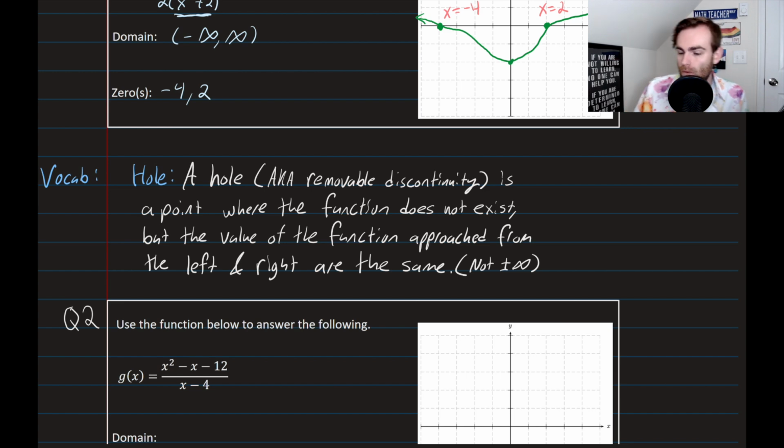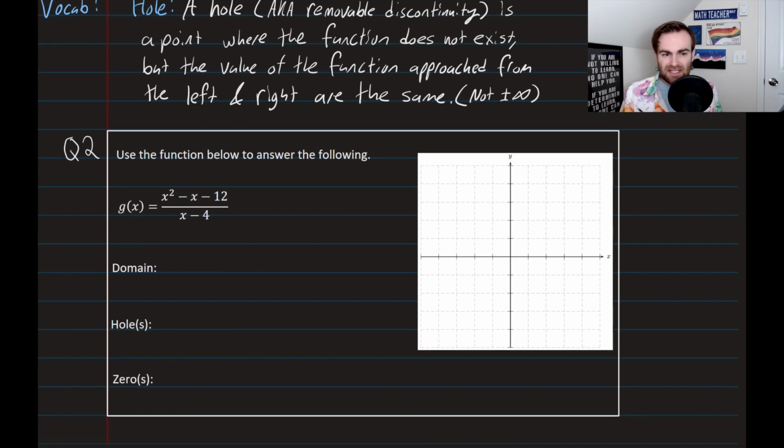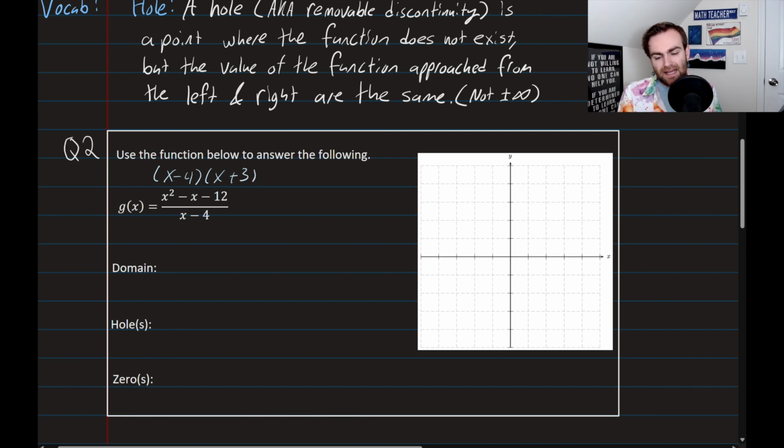There's a technical definition there. Let's look at this function and see what's going on here. I notice right off the bat that the numerator is factorable. If I factor it, I get x minus 4 times x plus 3. I notice I get this x minus 4 in both, and that would cancel. So I could cancel that out and cancel that out. That leaves me with x plus 3. So this function is going to behave like x plus 3.